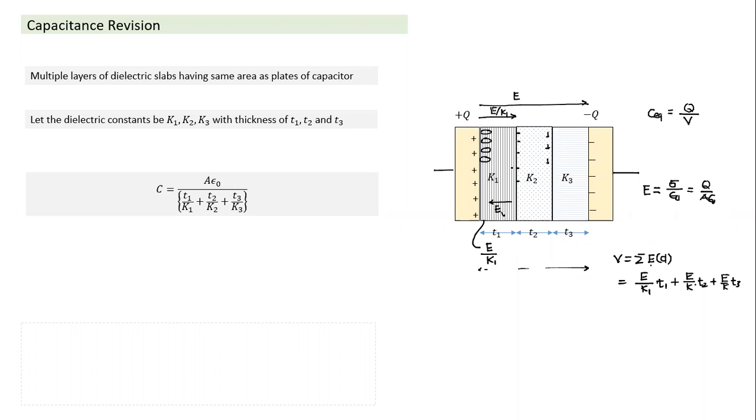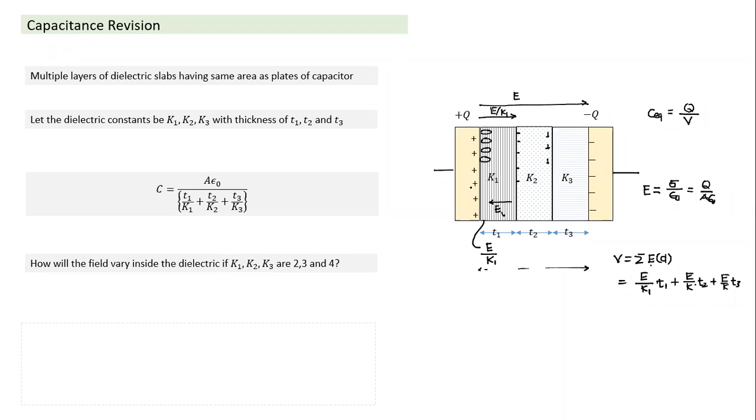So whenever there are parallel plates with thicknesses T1 plus T2 plus T3 equal to the separation between plates, I can write A epsilon naught by T1 by K1 plus T2 by K2 plus T3 by K3. That's our equivalent capacitance. How will the field vary inside the dielectric?